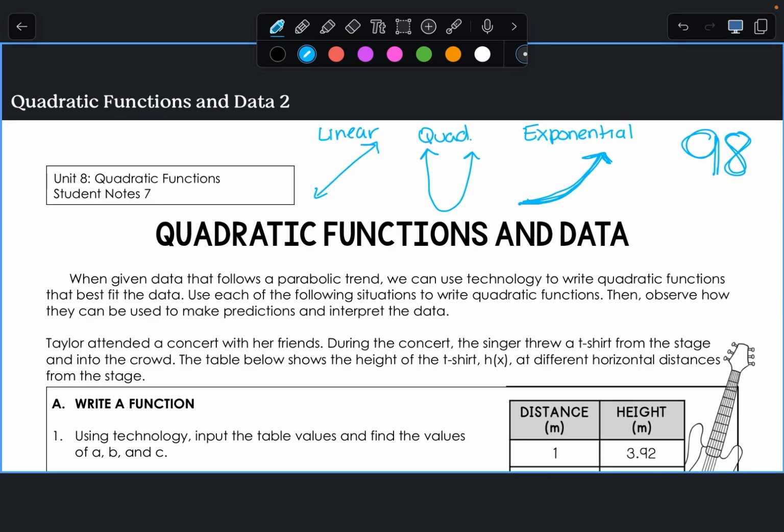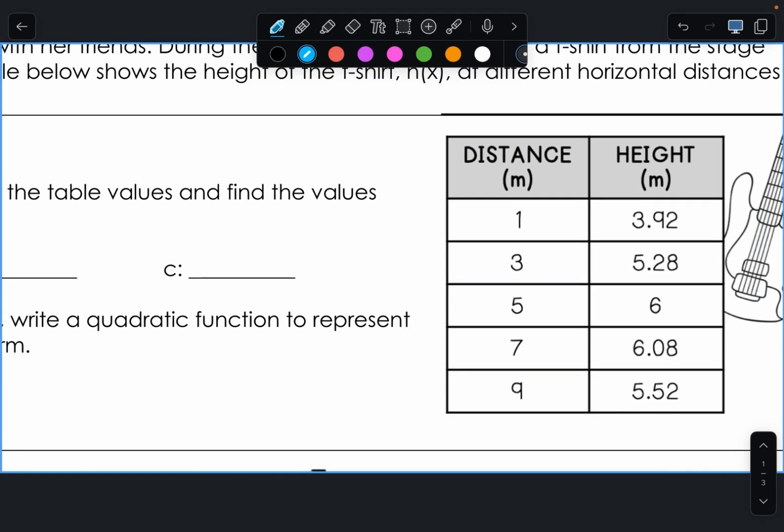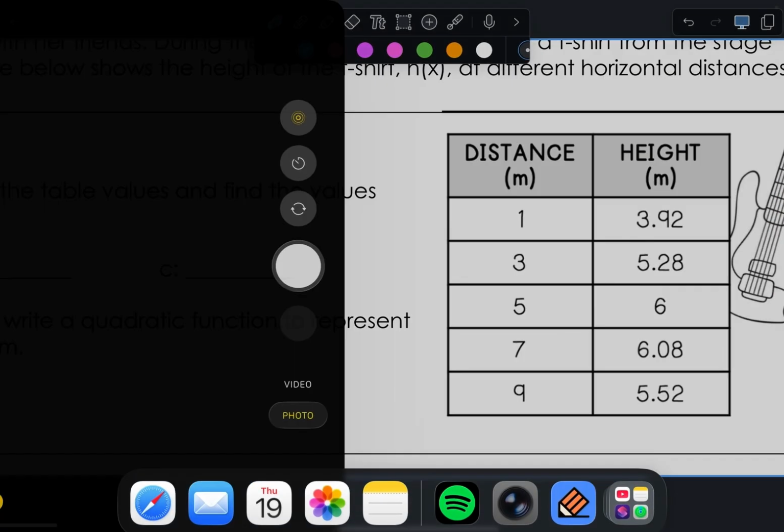Okay, so the first thing we want to learn how to do is write a function. How to find the equation of this parabola. To do that, anytime you're given a table, you always go to the same setting. How do you put points into the calculator? Where do you go? You can't put points into y equals. You can put an equation in y equals, but not points.